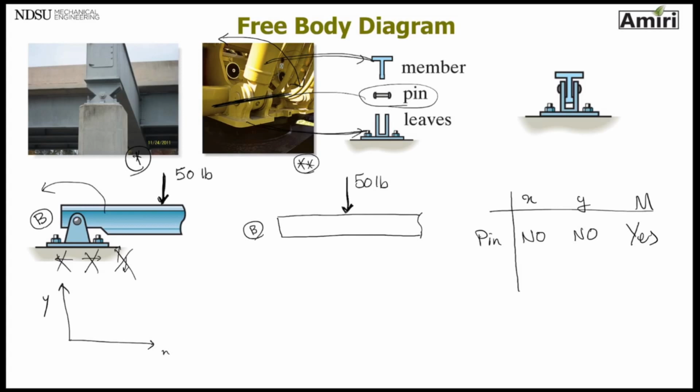What do I care about? I only care about the nos in my table. I have a no in X direction. I have a no in Y direction. Point B, where's point B? Right there. So I'm going to put a BY, and I'm going to put a BX. I just put them in positive direction.